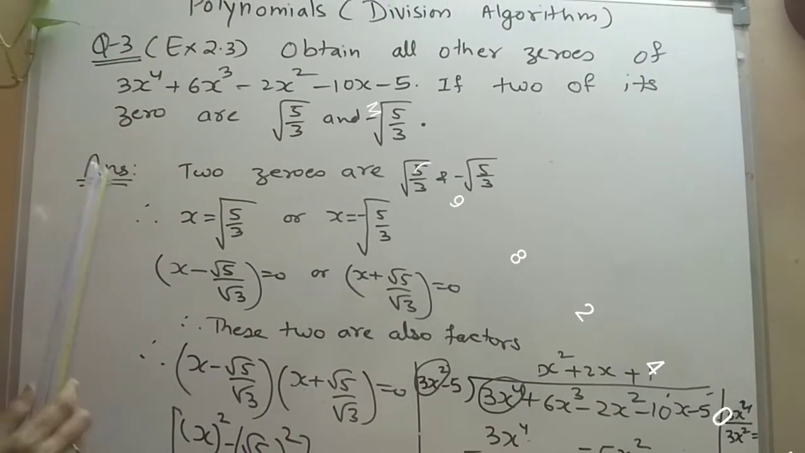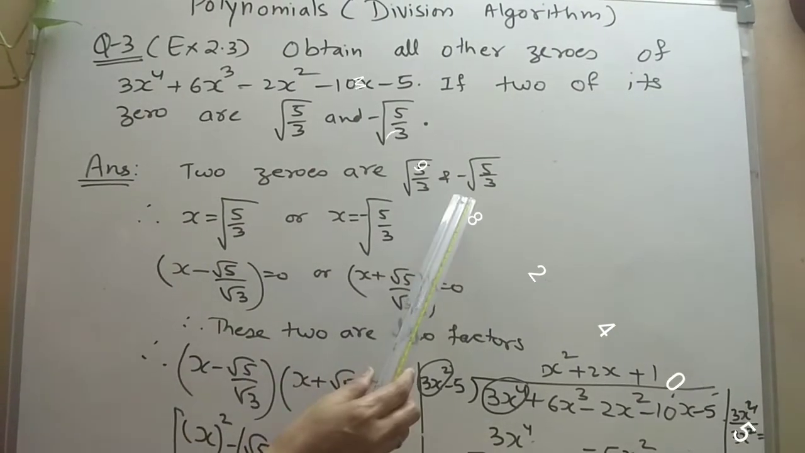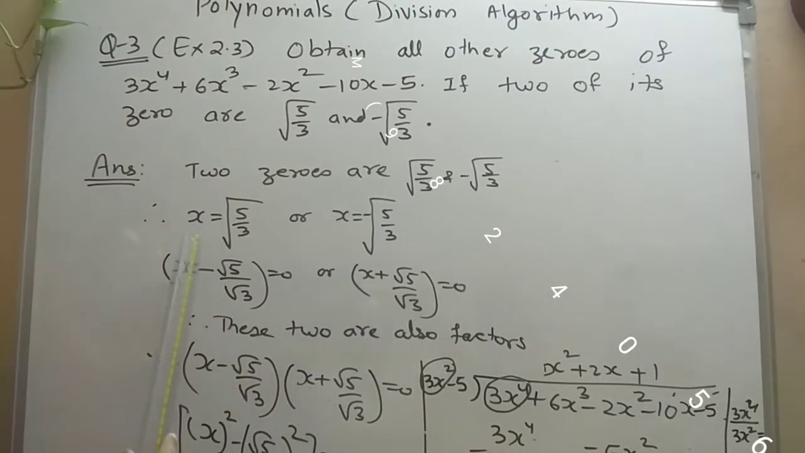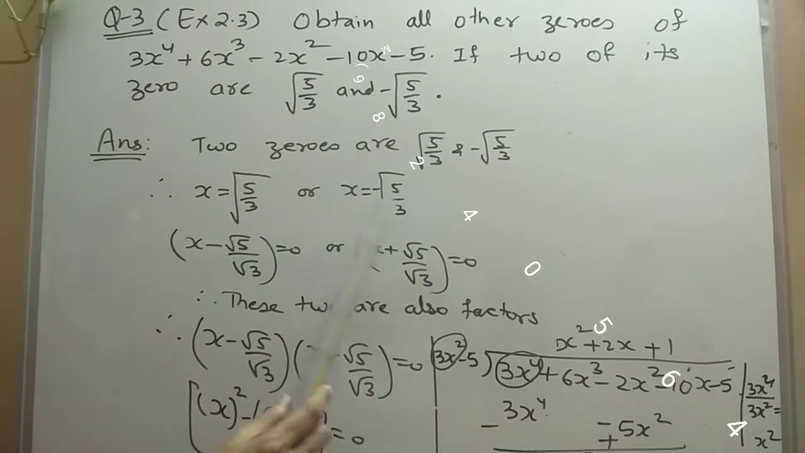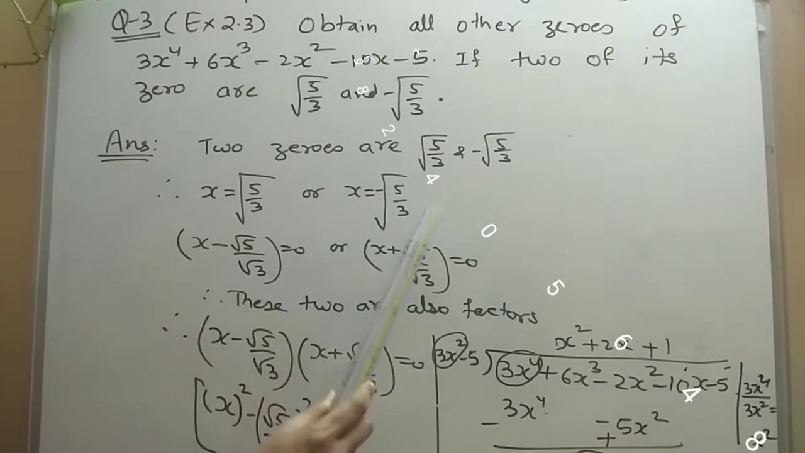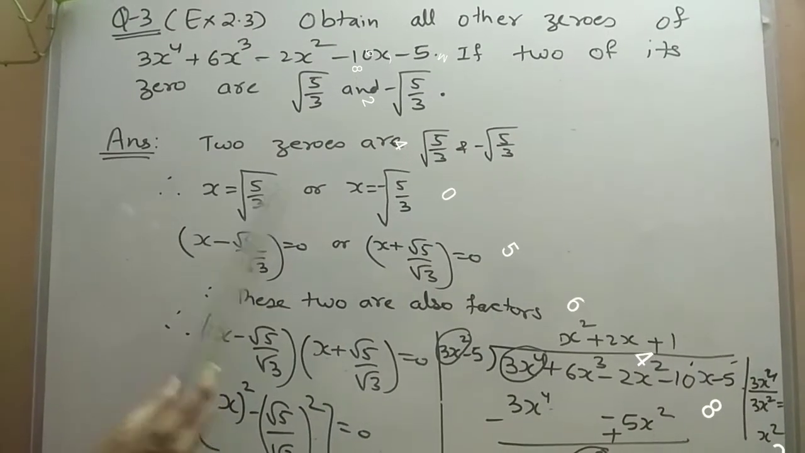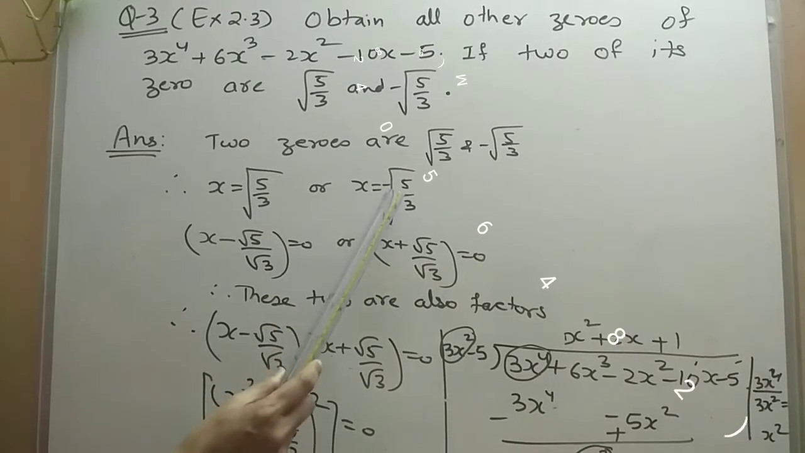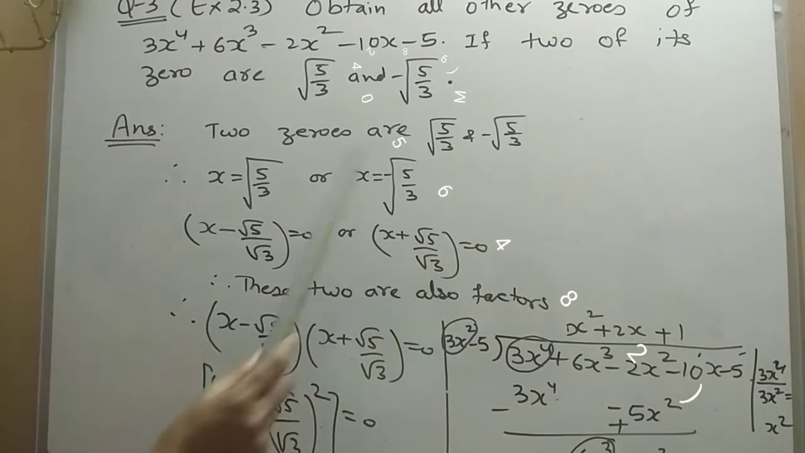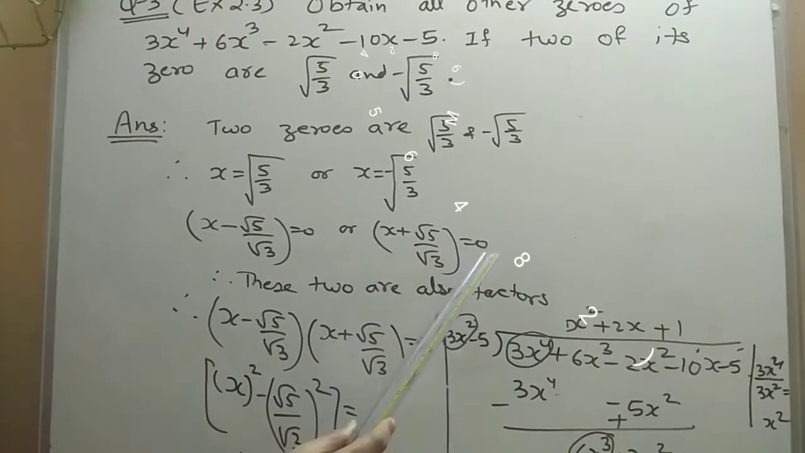So how will we proceed? These two zeros are given. You know zeros means solution. So we are writing x is equal to the first answer which is given in the question, or x is equal to the other answer which is again given in the question. When I take this term on this side, it becomes negative, is equal to 0. Again, this was a minus term over here. When we take it on this side, it becomes plus, is equal to 0.